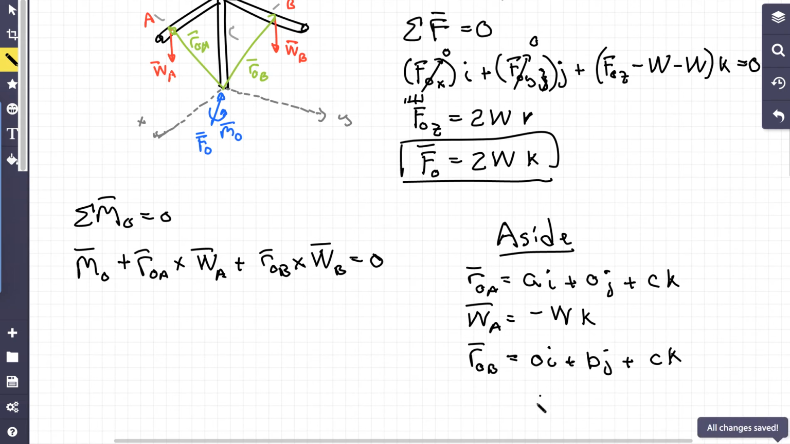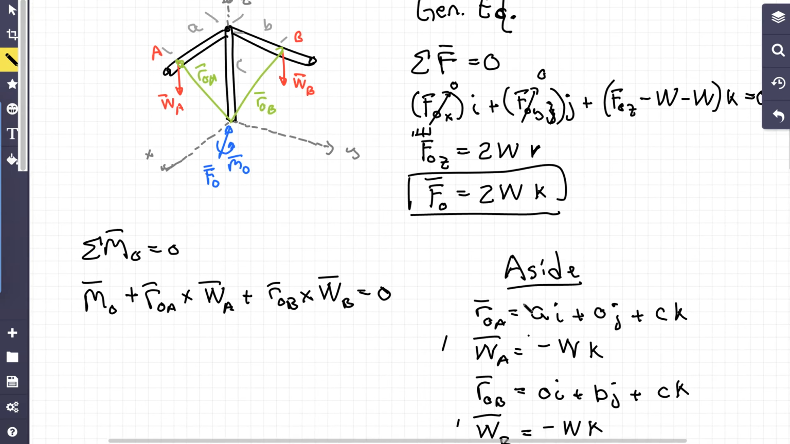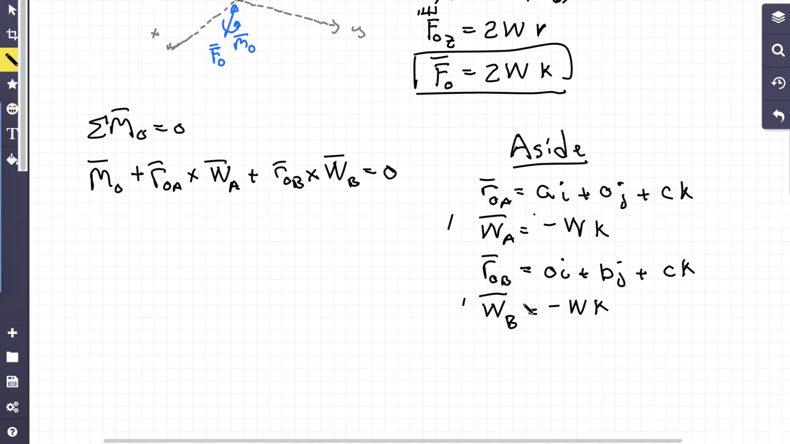R vector OB and R vector OA have the same height, which was the defining of the problem. We keep going and we can say that W vector B is equal to negative W k. Both of them have the same vector and they are parallel. Interesting, but they do not lie in the same plane. One lies in the xz plane, the other one lies in the yz plane. That becomes important when we're talking about moments.